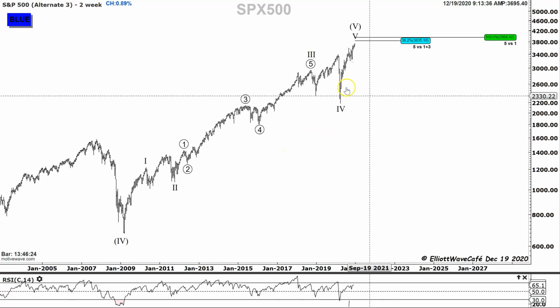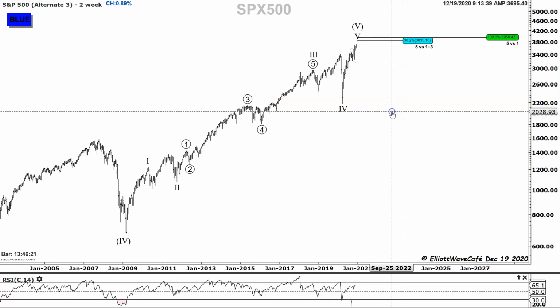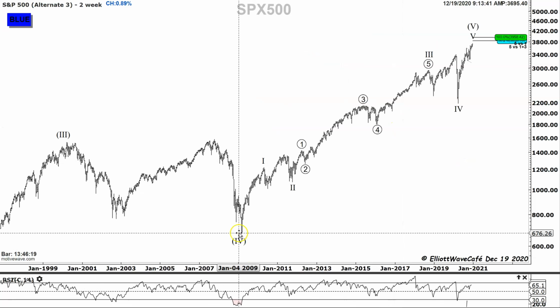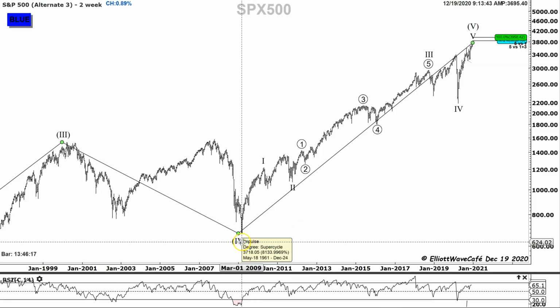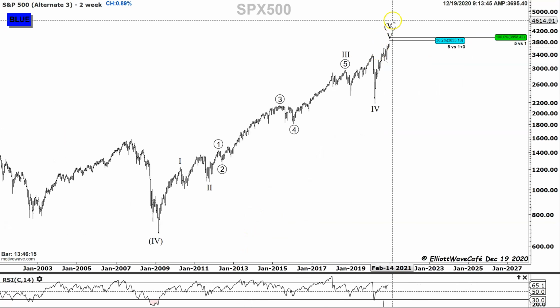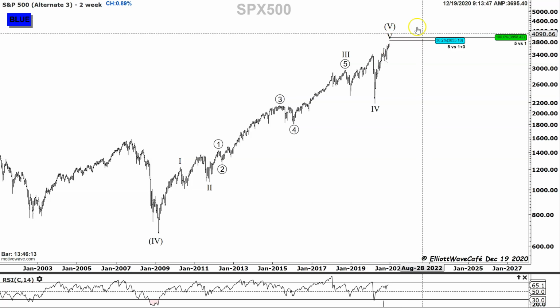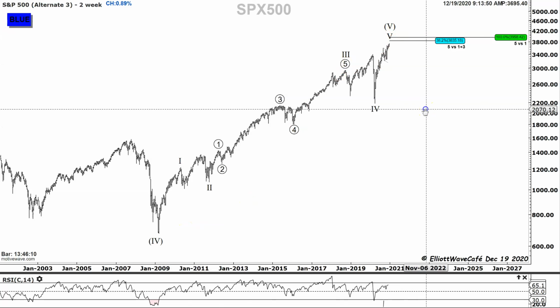So I have a little bit of a different subdivision in here, so you can see I'm considering this maybe a fourth wave, right, of this kind of super cycle degree, and then we're near terminating the super cycle move in the stock market.